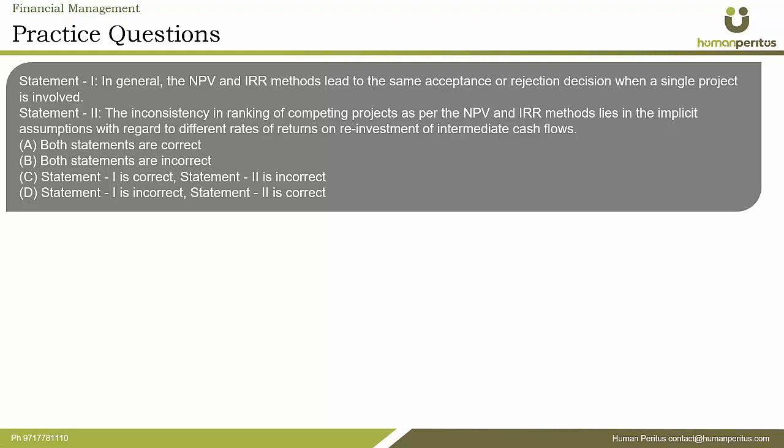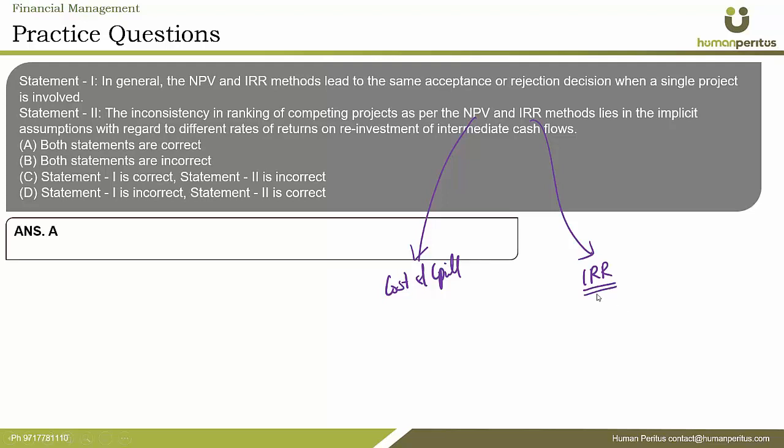Statement 2: the inconsistency in ranking of competing projects as per NPV and IRR method lies in the implicit assumptions with regard to different rates of return on the reinvestment of intermediate cash flows. Yes, this is also correct. As I told you, NPV assumes that they are invested at the cost of capital, while IRR assumes that they are reinvested at the rate of IRR. Therefore, statement 2 is also correct, and the correct answer is A. Both statements are correct.